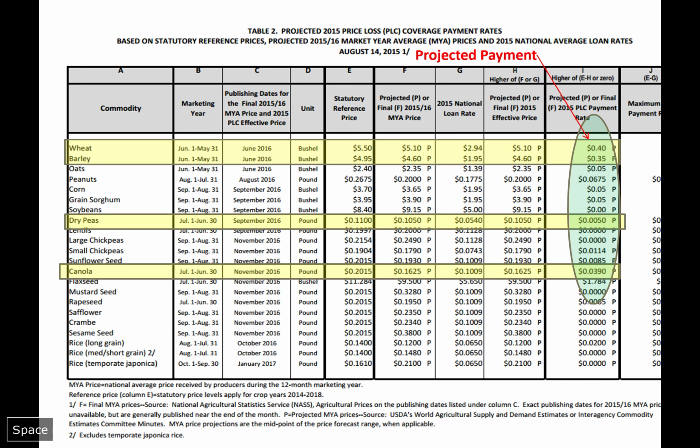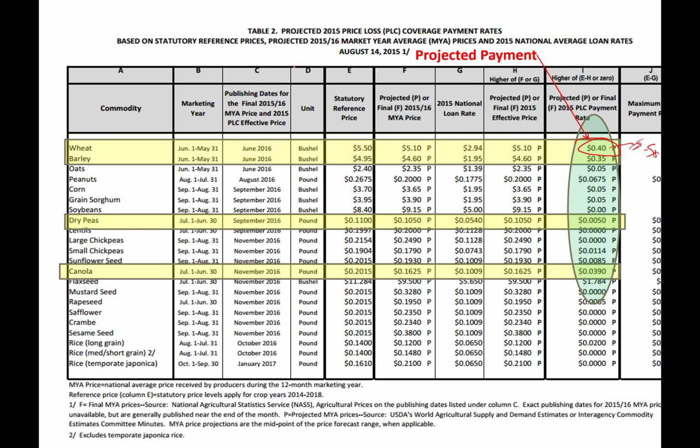So here's our projected payments as of August 14th. They were projecting wheat to pay 40 cents a bushel. So that'd be 40 cents times your FSA yield times your base acres, on 85% of your base acres is what your payment would be on that. That's actually up to 50 cents now that there's a new month figured in there.